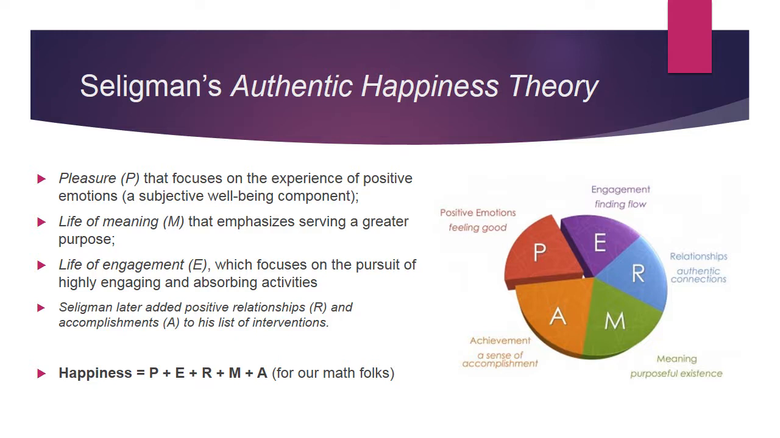Seligman later added positive relationships and accomplishments to his list of interventions. So again, relationship, that mentoring relationship between a student and an instructor is so important because it validates to the student that they are worthy of someone paying attention to them. And then accomplishments give us a greater sense that we can accomplish anything. One small victory on top of another small victory on top of another victory. And soon we suddenly have a nice self-esteem instead of it feeling like you're a terrible person all the time.